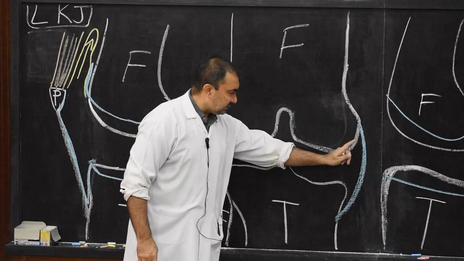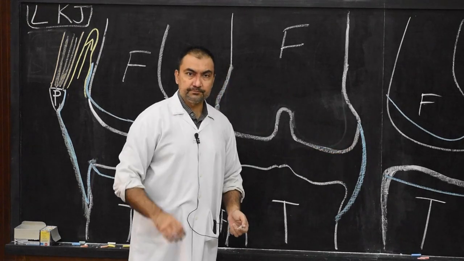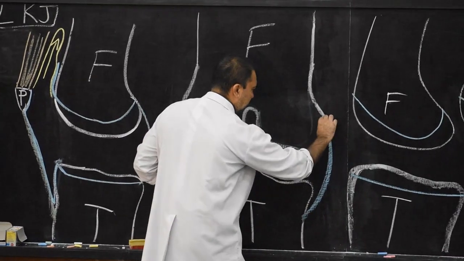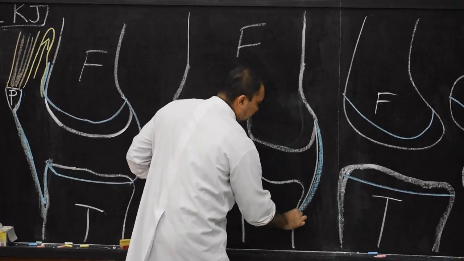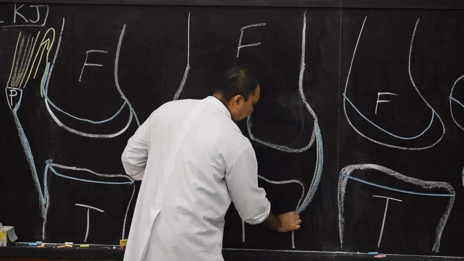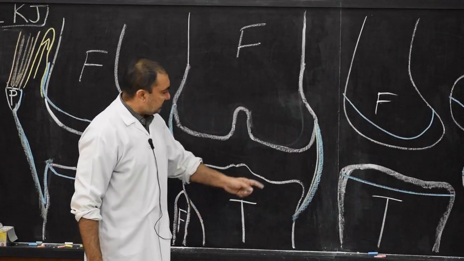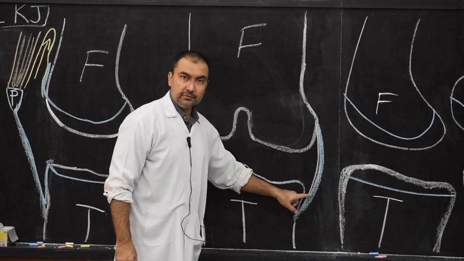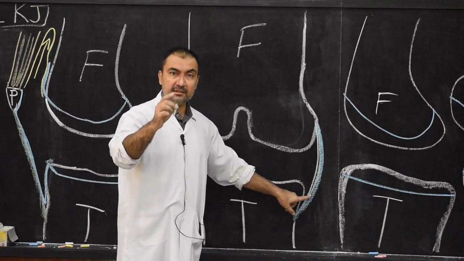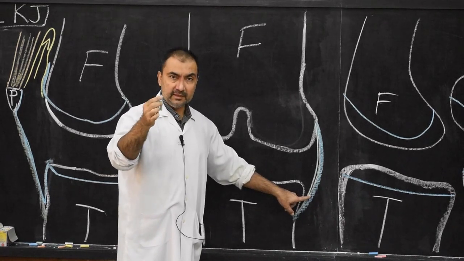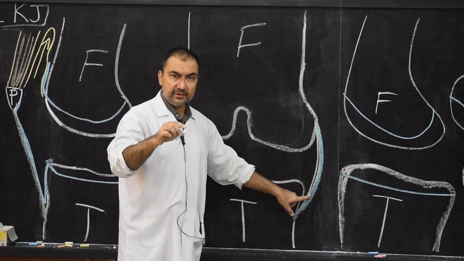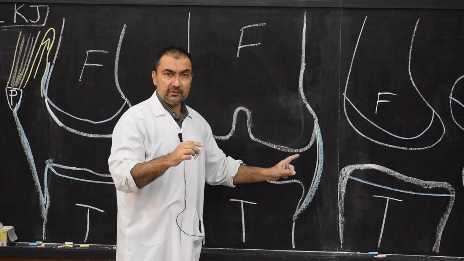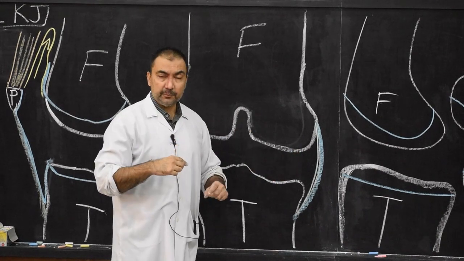Medially, the capsule is strengthened by the tibial collateral ligament. And this tibial collateral ligament, I am going to show, this is our tibial collateral ligament itself. So that means medially, the tibial collateral ligament is attached to the capsule. It is strengthened by the medial collateral ligament of the knee joint, or tibial collateral ligament. So medially the capsule is strengthened by tibial collateral ligament, posteriorly by oblique popliteal ligament.